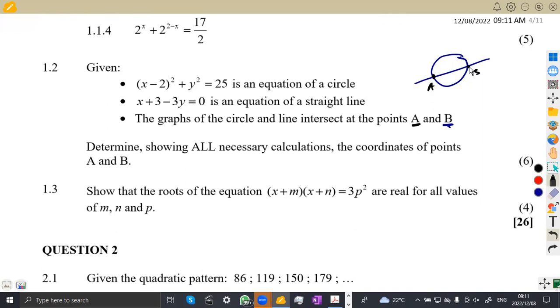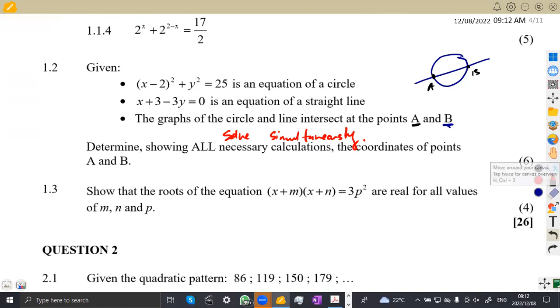So if you are given this type of question, it simply means that you're supposed to solve your equations simultaneously. At any point of intersection, solve the equations simultaneously. All right, so that's the case. We are going to solve these two equations simultaneously.